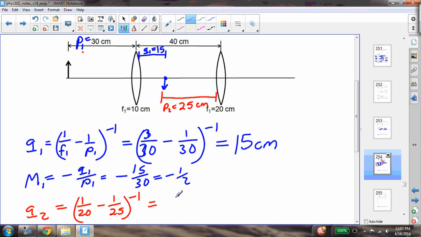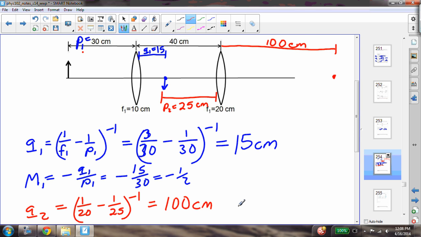Let's see, what is this? 5 over 100 minus 4 over 100. So that's going to be 1 over 100. The inverse of that is 100 centimeters. Right, so our new image is going to be over here somewhere at 100 centimeters from that second lens. So this distance is 100 centimeters.